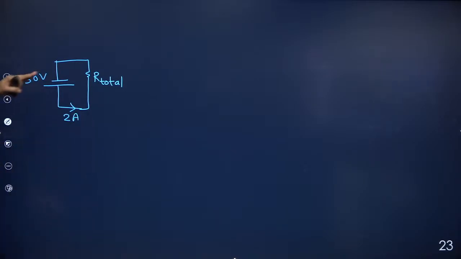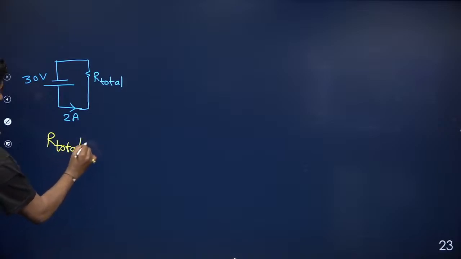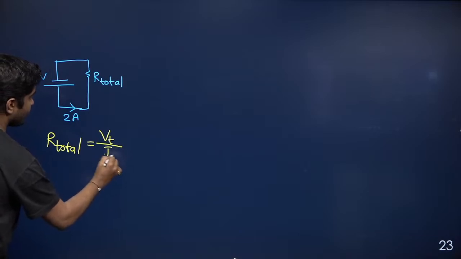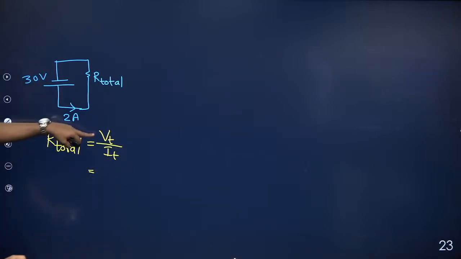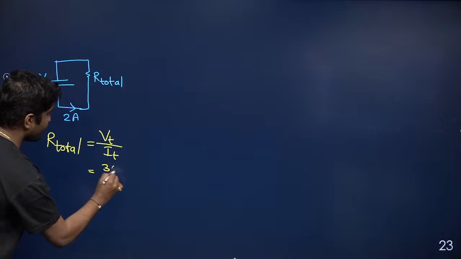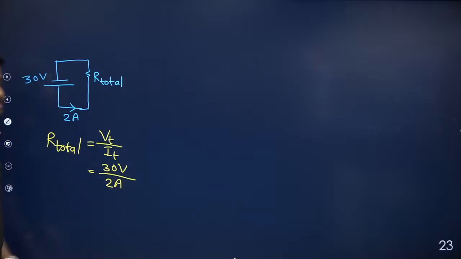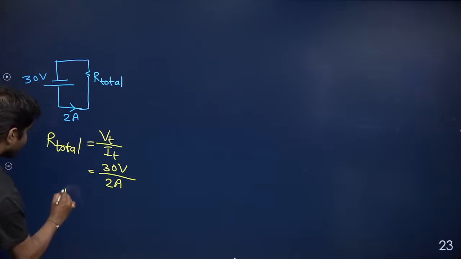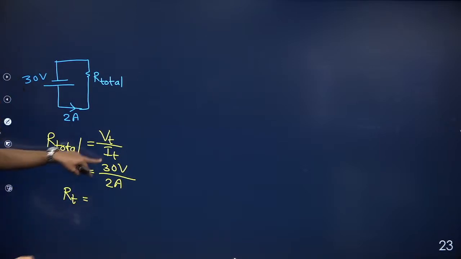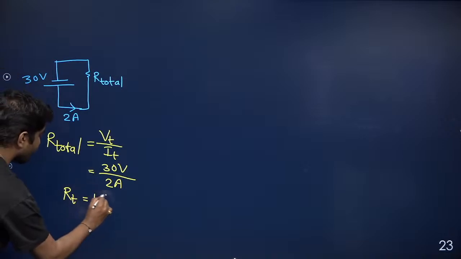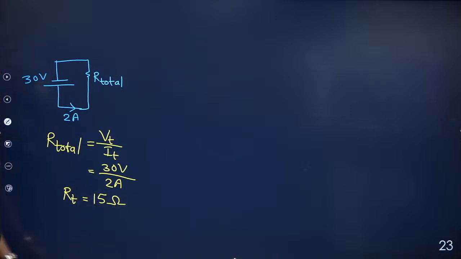So we can use Ohm's law here, and using Ohm's law, R total would be equal to V total divided by current total. So what is the total voltage? 30 volts divided by total current, which is 2 amperes. So the total resistance value would be 30 divided by 2, which is 15 ohms.